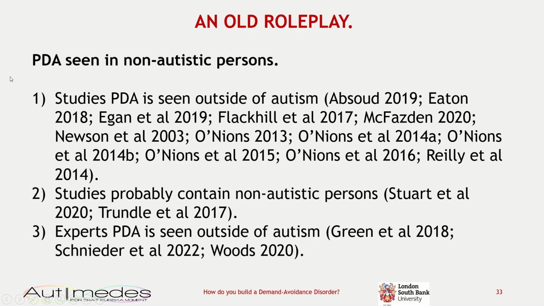There are a good number of studies that indicate PDA is seen outside of autism. Some people disagree with some of these, but it's about 10 or so here. There are some studies which indicate PDA which probably have non-autistic people in; we just don't know due to the nature of the studies used. For example, the Gould and Ashton-Smith case study is non-autistic, but they've not assessed a person with autism, so we can't be definitive there. And there's a good number of topic experts on PDA who say that PDA is seen in non-autistic people.